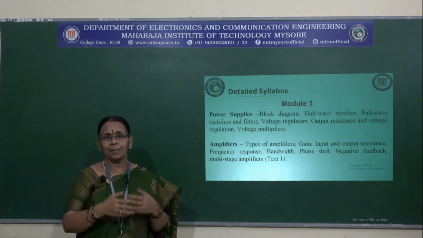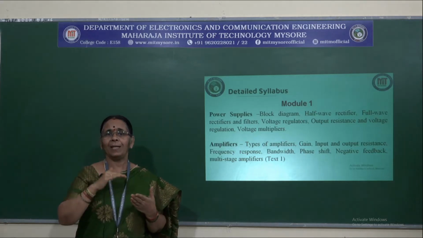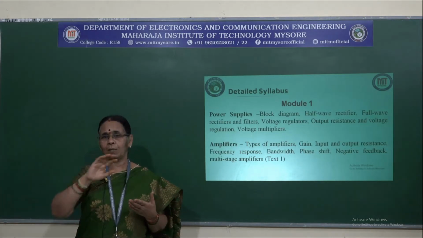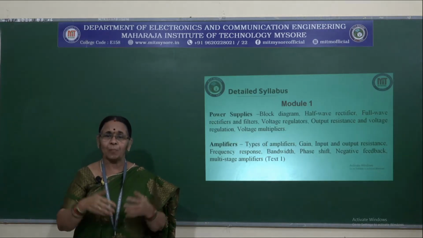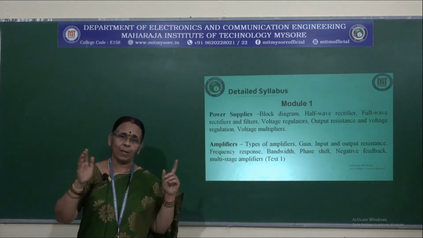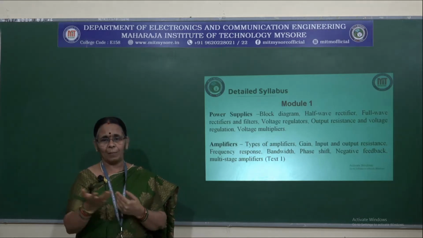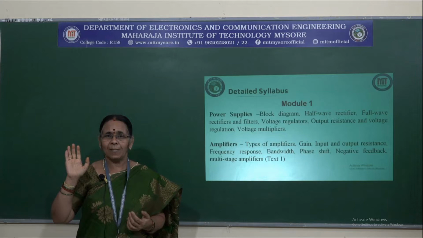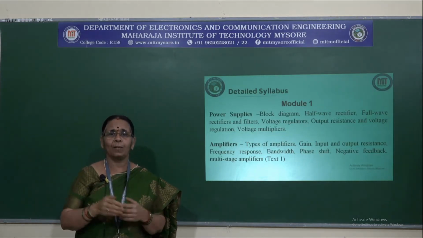Input and output resistance of an amplifier, frequency response. So with the variation in the frequency, how the magnitude of the output is going to change, that we are going to study in frequency response. Once frequency response is drawn, you are also going to find out what is the bandwidth, what is phase shift, what is negative feedback, what is multi-stage amplifiers. That means once the frequency response is done, the next thing is to know about the bandwidth.